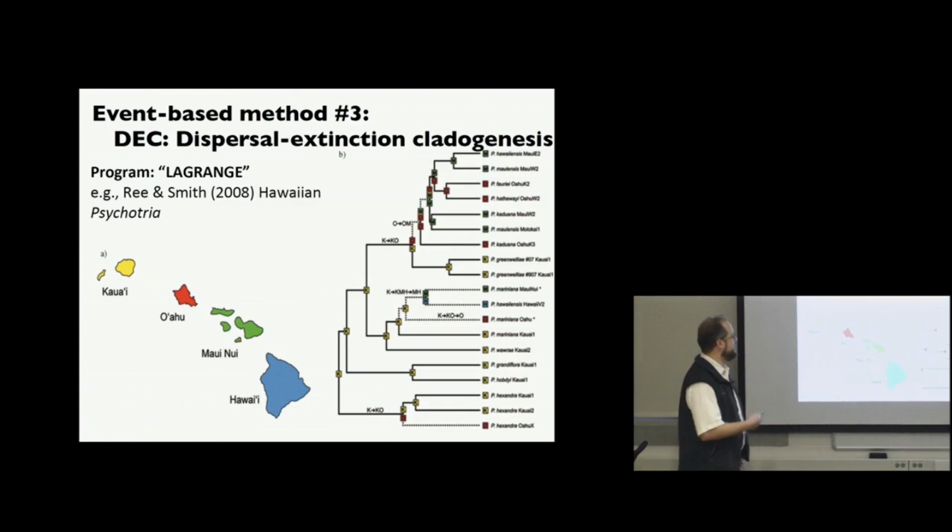The third method is really a likelihood version of DIVA, with some additions. This is probably the most popular method right now. Lagrange is likelihood analysis of geographic range evolution. It has a lot of the same processes. I'll take you through it.